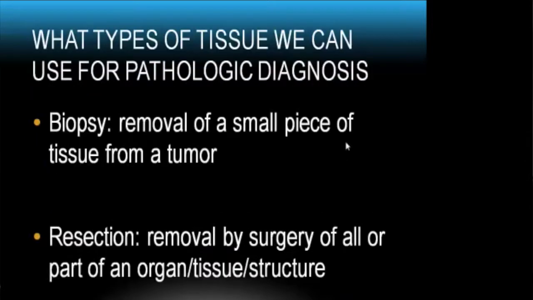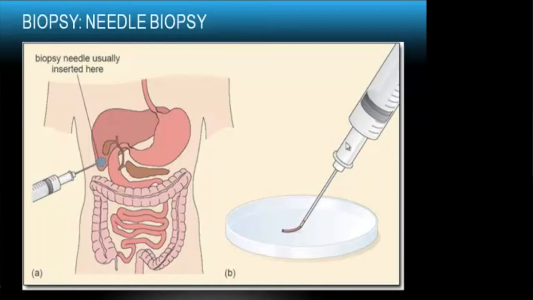So what type of tissue can we use for pathology diagnosis? As most of you already know, we can either use a biopsy to make the diagnosis, or we can use a resection specimen. A biopsy is achieved by removal of a small piece of tissue from the tumor. Resection is done by surgical removal of all or part of an organ, tissue, or structure, including the tumor. Most biopsies are done by a needle, so we call it needle biopsy.